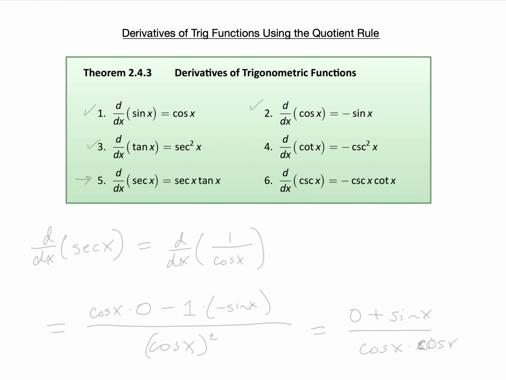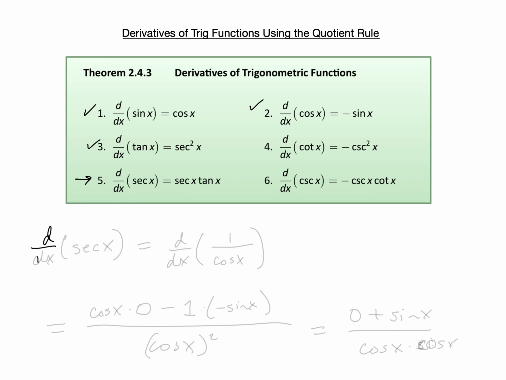We have already proved that the derivative of sine x is cosine x and the derivative of cosine x is negative sine x. We're going to talk about using the quotient rule to find the derivatives of other trig functions. Our book does this derivative, that the derivative of tangent x is secant x squared. We are now going to do the proof that the derivative with respect to x of secant x is equal to secant x tangent x.